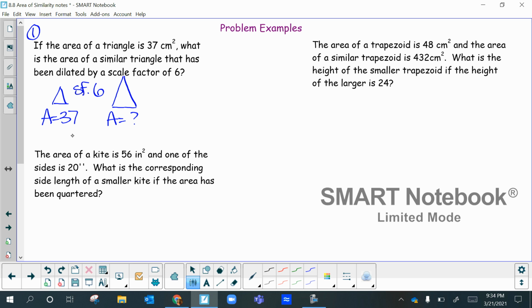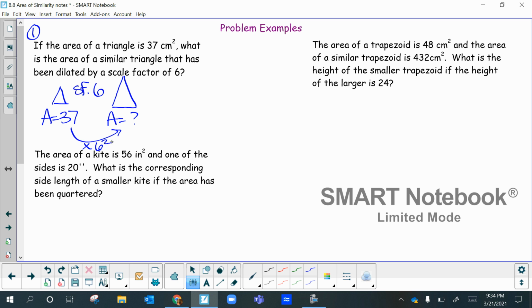Please do not multiply this 37 times 6 and get this to be our answer, okay? Because it's a different unit. Just because the sides got 6 times bigger, the area is not going to get 6 times bigger. It's going to get 6 squared times bigger. So to get this answer, you want to multiply it by 6 squared, which is going to be a really large number. So let me get my calculator.